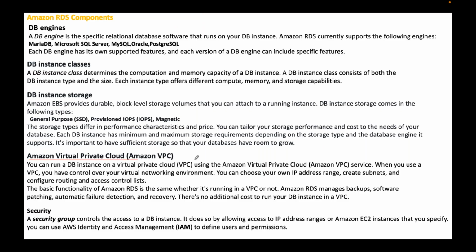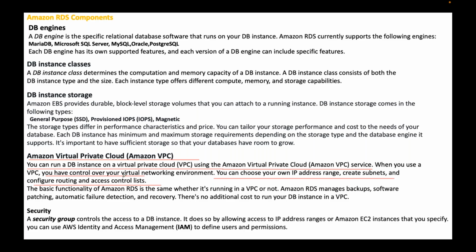So RDS internally uses VPC. You can run RDS instances in a virtual private cloud, VPC. When you use a VPC, you have complete control on your networking, right? So you can choose your own IP address range, you can create subnets, and you can configure the route tables and access controls in the VPC.